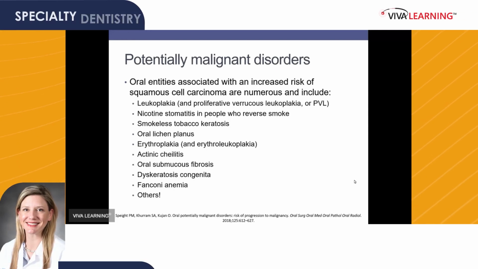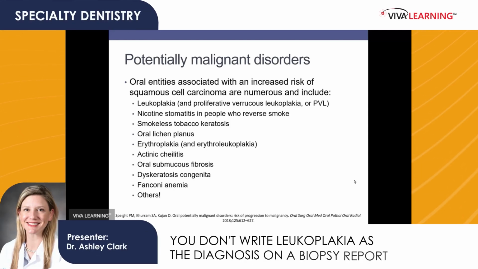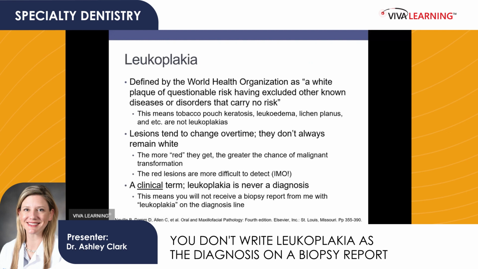So we're going to talk about the potentially malignant disorders. Now, I don't have time in this hour to talk about all of these things. We're going to hit leukoplakia the hardest, simply because it is the most common way in which these potentially malignant disorders present. The first thing I want to say about leukoplakia is when I say leukoplakia, I mean something very specific.